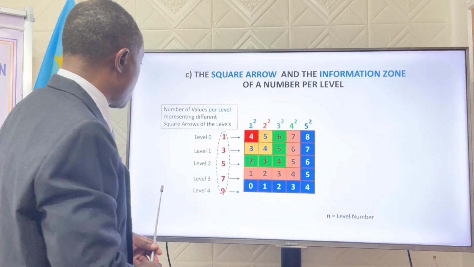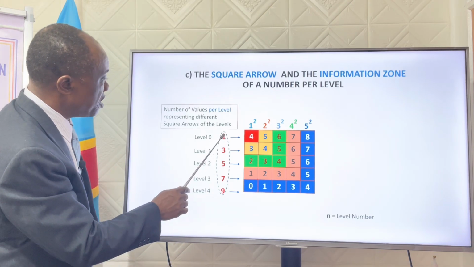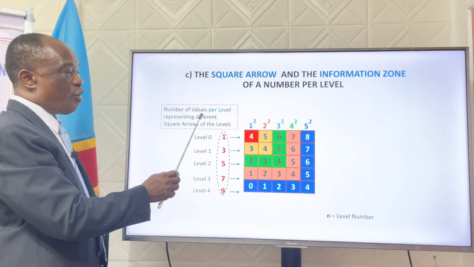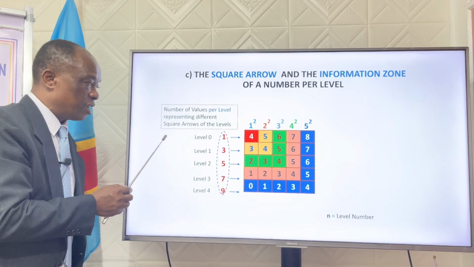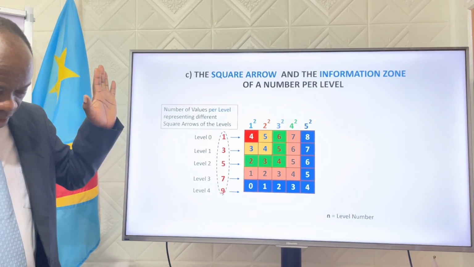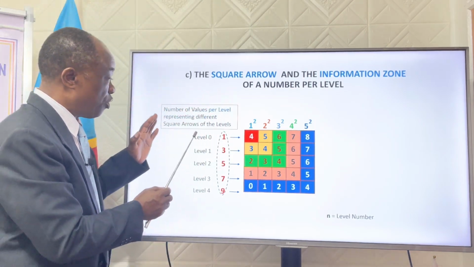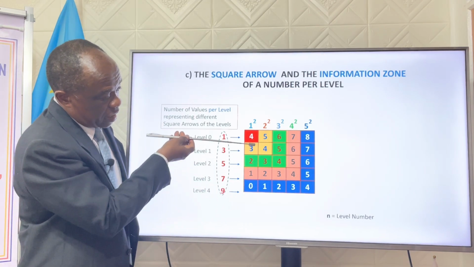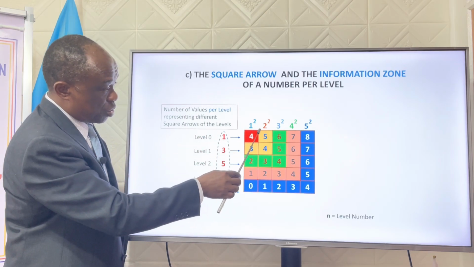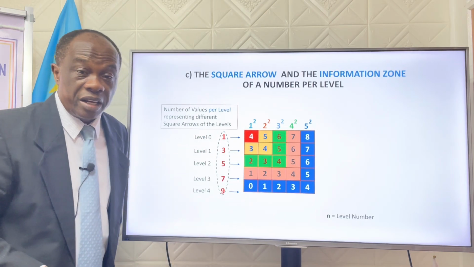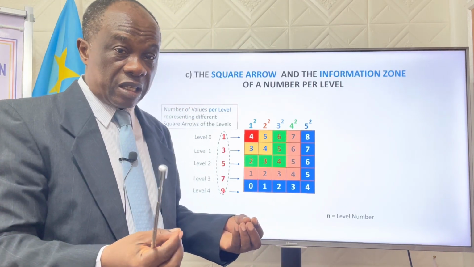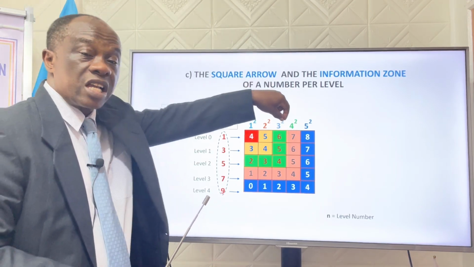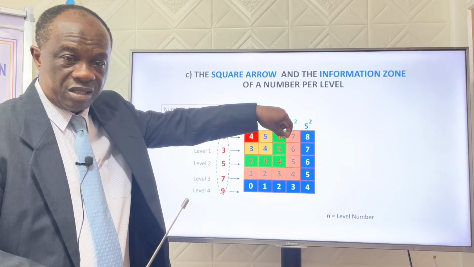So these numbers, as I have said here, indicate the number of values per level, representing the different square arrows. So we have different square arrows per level. A square arrow, you see this is an arrow. It's going like that. Do you see that? So we add an arrow. So the square arrow, what is a square arrow in reality? It's the value that you add to a squared number to get the next squared number. That's simple as that.